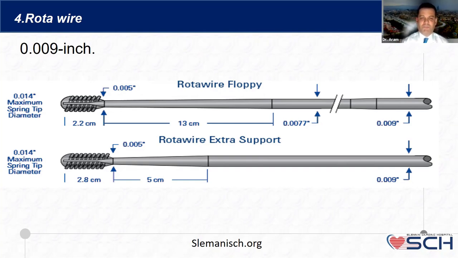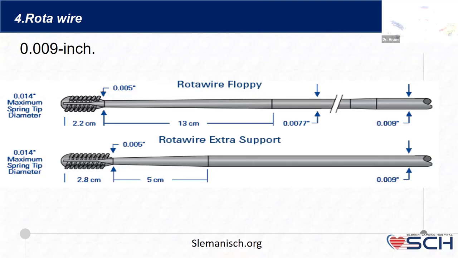And we have two main types: the floppy wire and the extra support. The floppy wire we are using for the vast majority of cases, while the extra support is used for those patients who have a heavily calcified vessel.